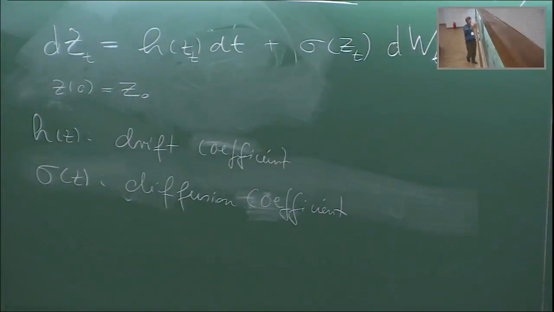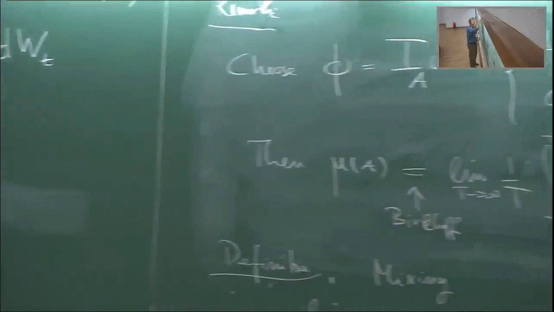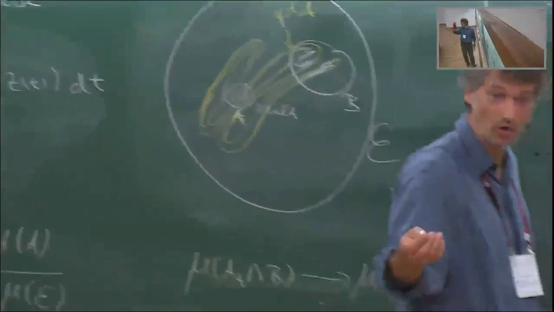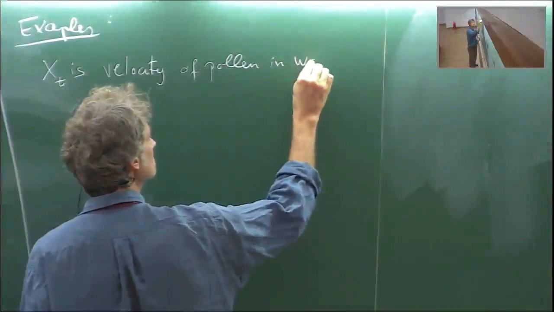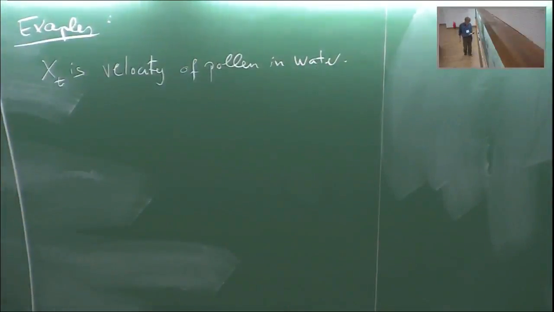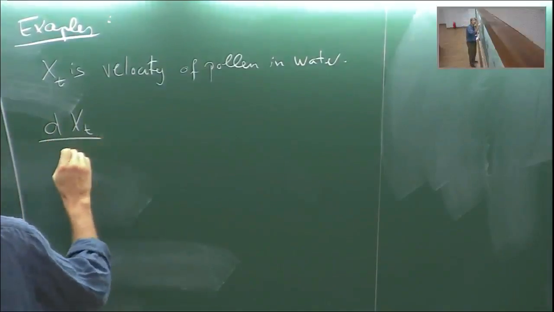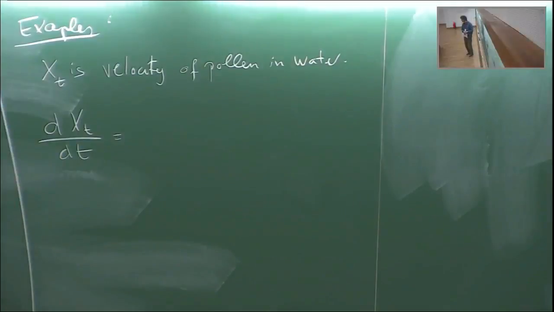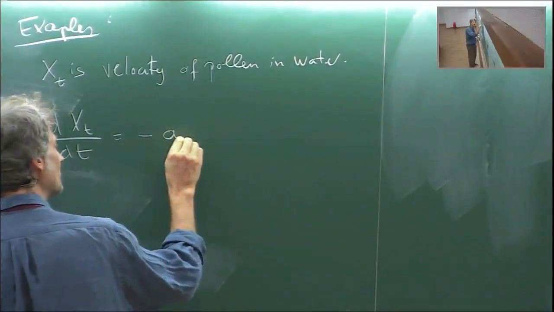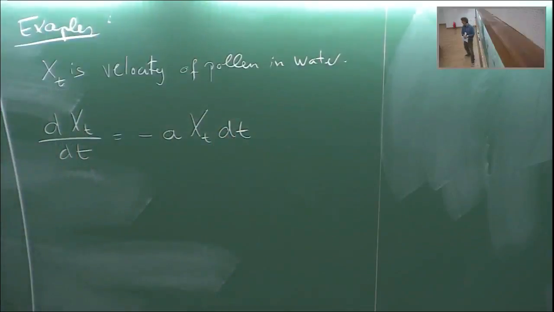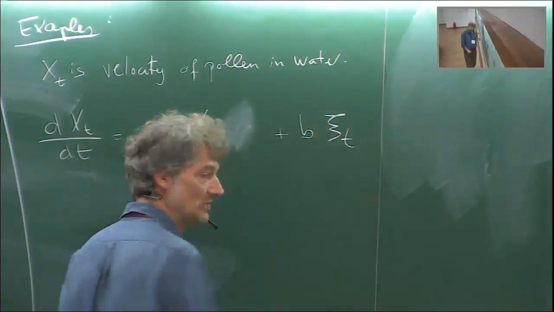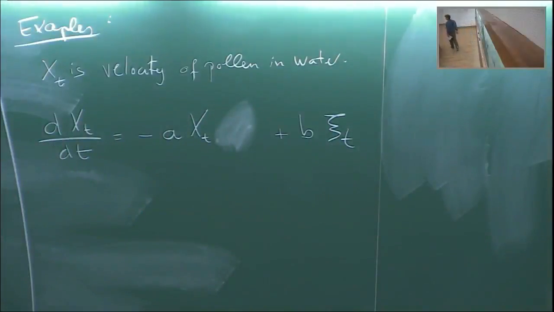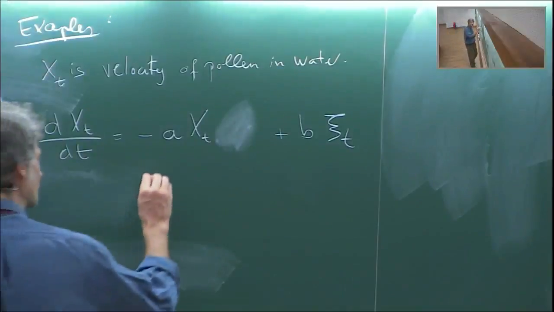So let's say we have an X_t, and this is the velocity of some passive scalar, so let's say of pollen in water. Then you could ask, what is dX/dt, the law of motion for such a pollen? You could say there is a viscous drag, so this would be the deterministic part. And now we kick it with something uncorrelated, so with white noise.